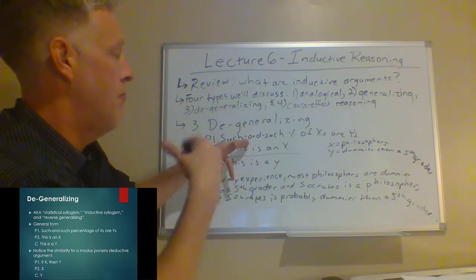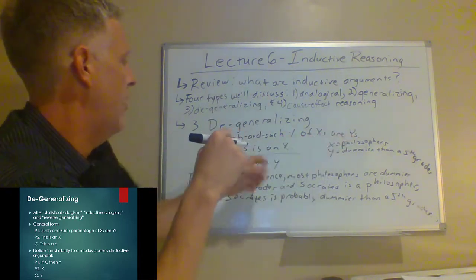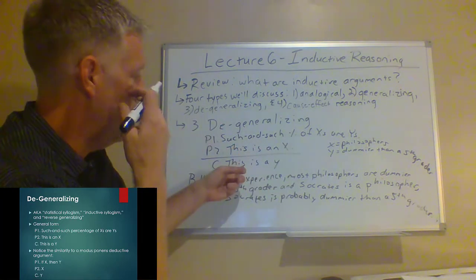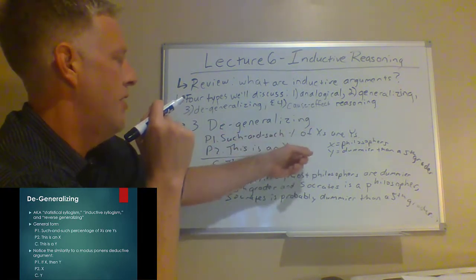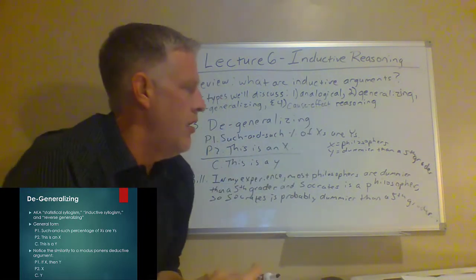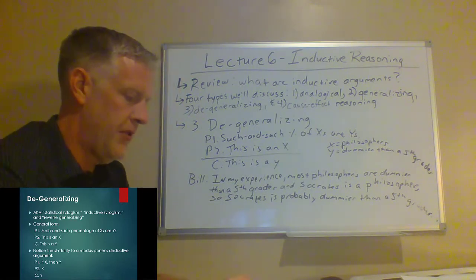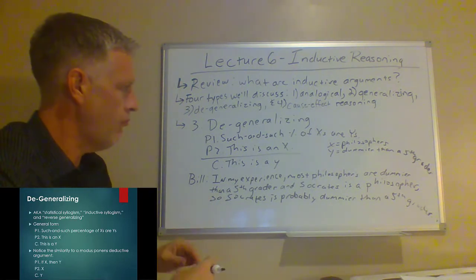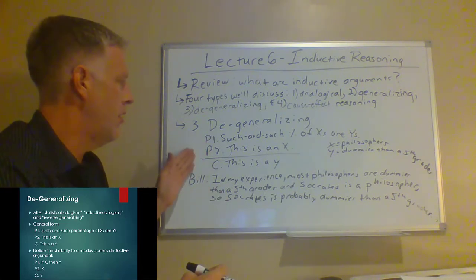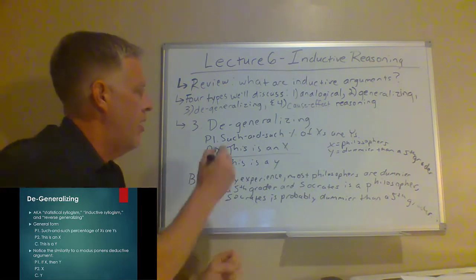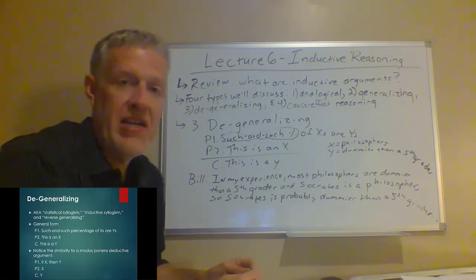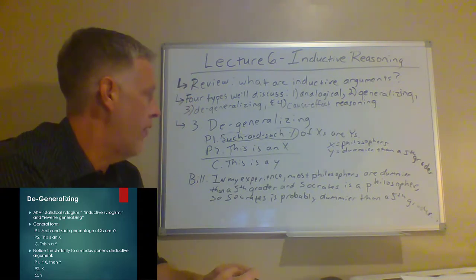So such and such percentage, or most philosophers, are dumber than a fifth grader. Socrates is a philosopher. So they want us to conclude, well, since most philosophers are dumber than a fifth grader and Socrates is a philosopher, Socrates is going to be dumber than a fifth grader. That's an example. How strong the degeneralizing is would depend on how this is couched, right? Most, 99%, well, that's going to be pretty darn strong.